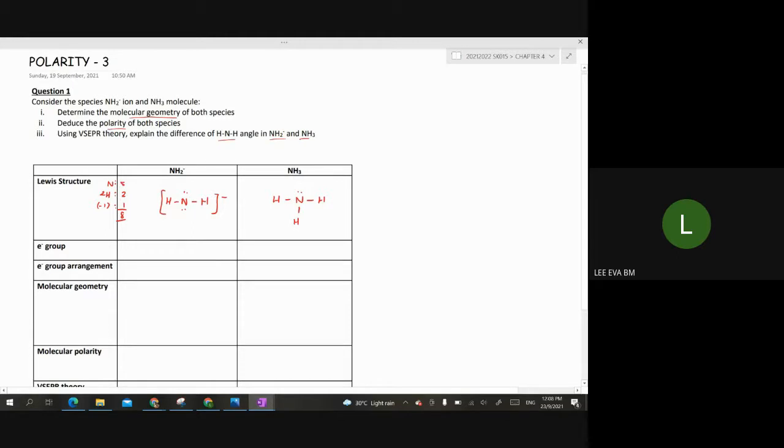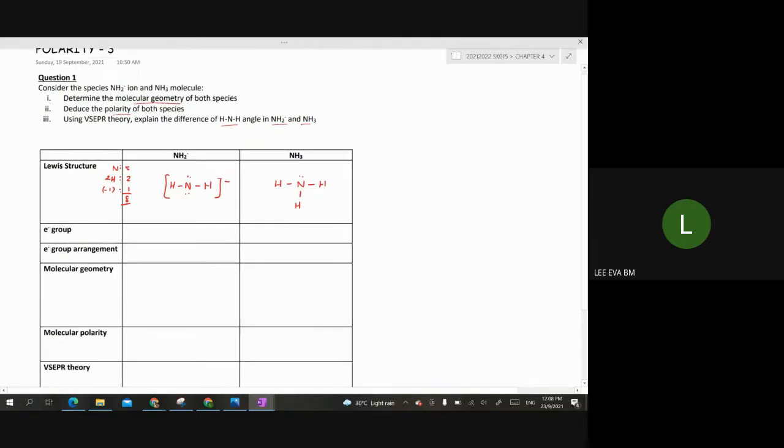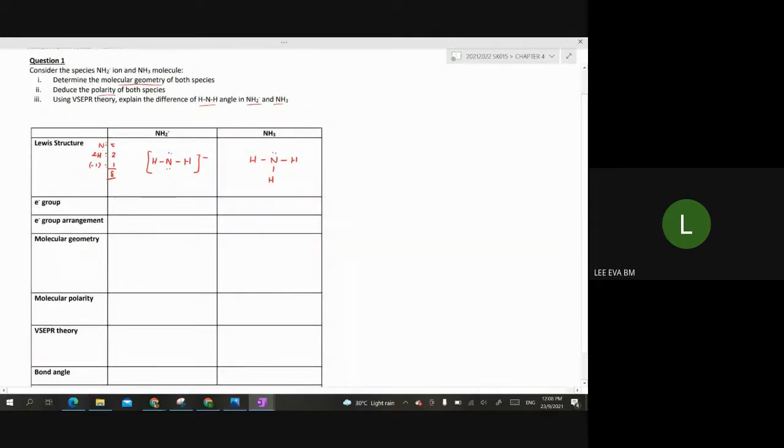Okay. So electron group for NH2 negative, how is it? How many electron groups for NH2 negative? 4. What is the combination? 2 lone pair, 2 bonding pair. 2 bonding pair, 2 lone pair. Okay. How about NH3?